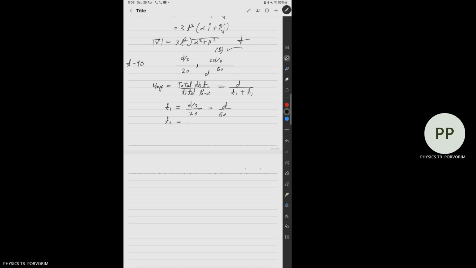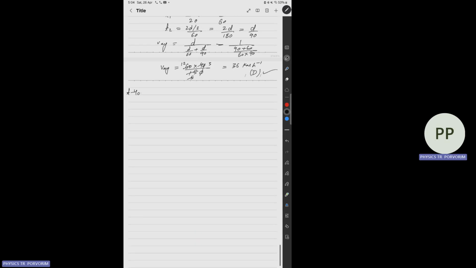And t2 is 2d by 3 upon 60, that is 2d by 180, and that is d by 90. So just put the values, we get d upon d by 60 plus d by 90. We can take d as common and cancel the d. Take the LCM, then 90 plus 60 by 60 into 90. So V average will be 60 into 90 divided by 150. 10 cancels, 3, 3, this is 5, 5 cancels. It will be 12, 12 into 3 is 36. Yeah, 36 kilometer per hour will be the average speed. So the correct option is D.